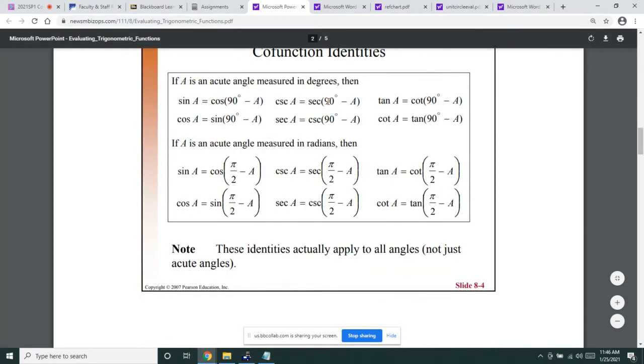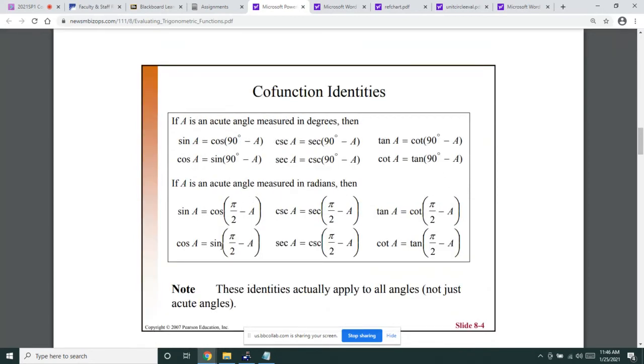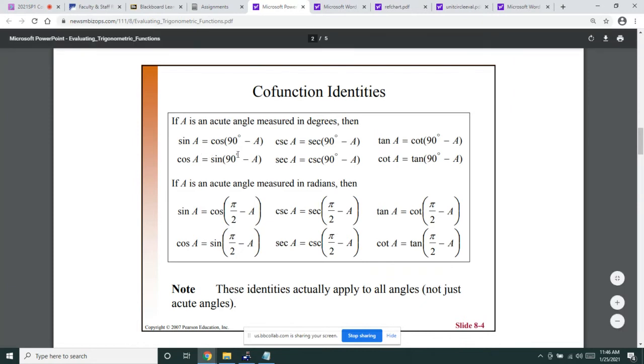Here is a set of cofunction identities. Notice that these identities are twofold. One set of formulas deals with angle measures in degrees. The other deals with angle measures in radians. These are the same formulas, but you must be mindful of whether your angle measure is in degrees or radians. So this first formula says that the sine of A is equal to the cosine of 90 degrees minus A.